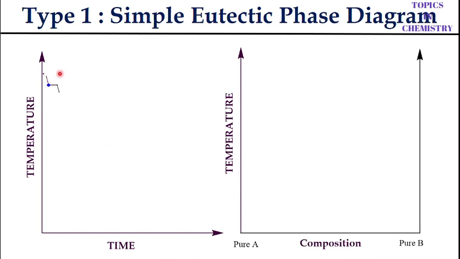Now suppose this diagram is for a pure compound. Already I have told you this is for a pure compound. First temperature decreases, then pure A comes out and the temperature is fixed. Then this is the cooling of pure A. So this is for a pure component, and this is the freezing point of that pure compound. Here you can see it is given in the temperature versus composition diagram. This point stands for the freezing point of pure A.